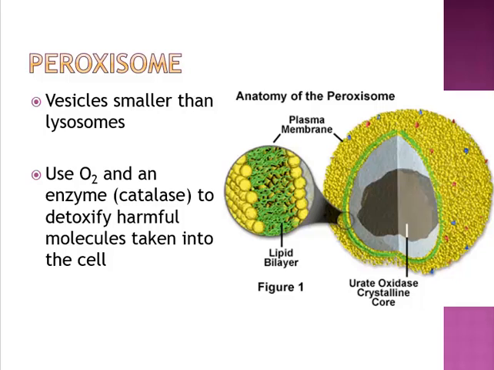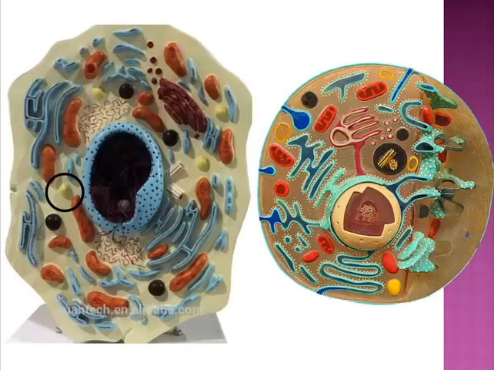Now, similar to lysosomes, we have peroxisomes. These are membrane-enclosed sacs that contain catalase and other oxidative enzymes. The enzymes break down lipids and toxic substances by first converting them into hydrogen peroxide and then breaking down the hydrogen peroxide into water and oxygen. On our model, the yellow would be our peroxisomes.